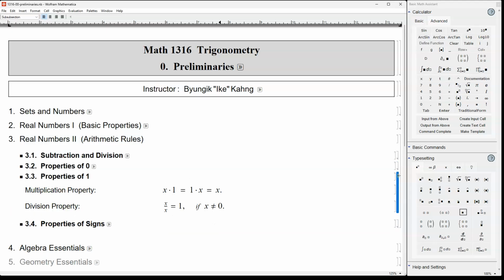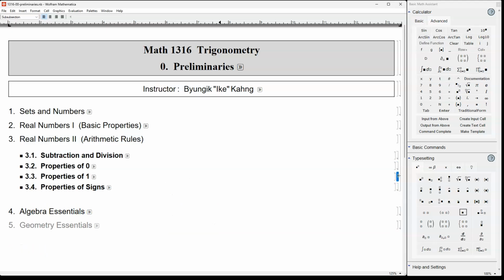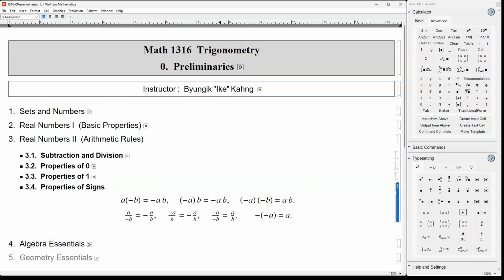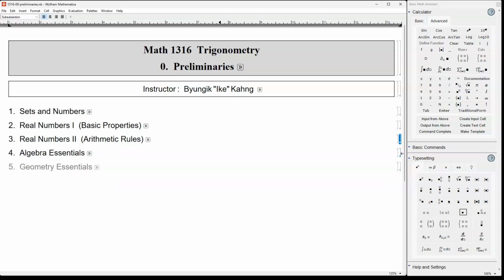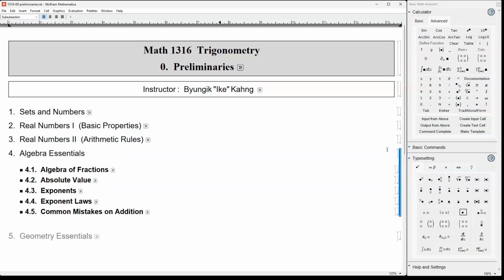Properties of 1. Oh, that's too easy, right? Properties of sign. Again, elementary. In a little bit higher level course, we're going to prove these, but that's not what we're going to do here. So please prepare to use these properties whenever necessary. A little bit more about algebra.